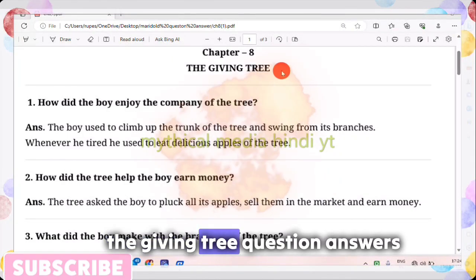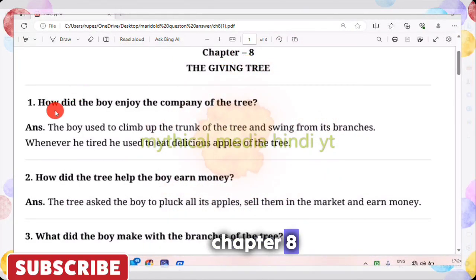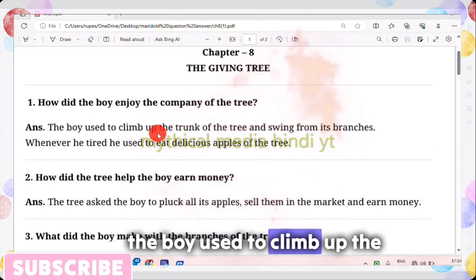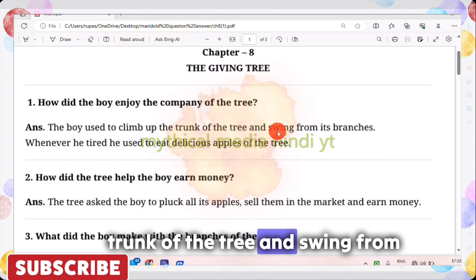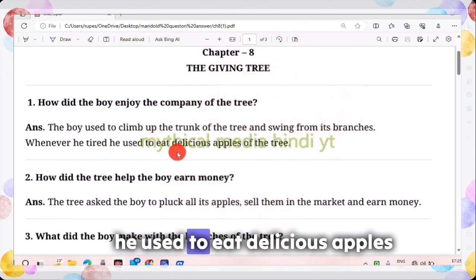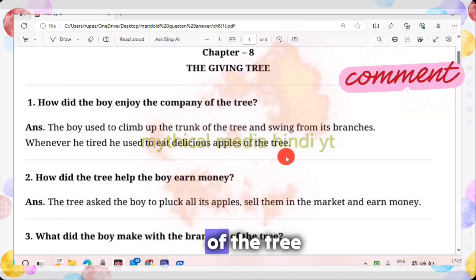The Giving Tree, Question and Answer, Chapter 8. How did the boy enjoy the company of the tree? The boy used to climb up the trunk of the tree and swing from its branches. Whenever he tried, he used to eat delicious apples of the tree.